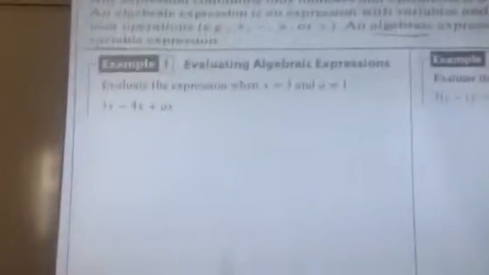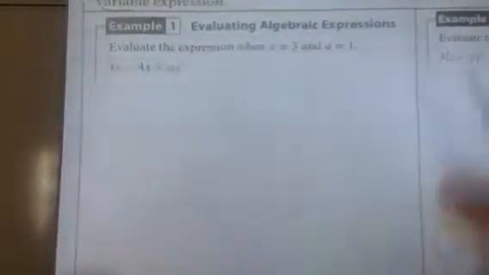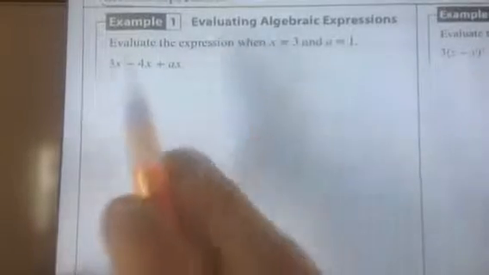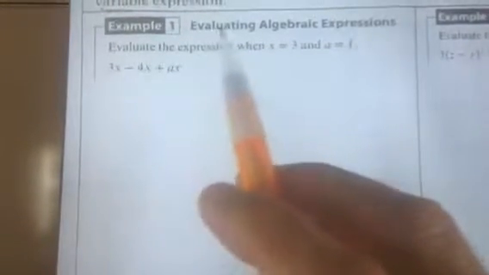Okay? So something like this. What you see is that you have variables in this. It's an expression because it doesn't have an equal sign. It says to evaluate the expression when x equals 3 and a equals 1. Okay? Well, if I know that x equals 3, everywhere I see an x, I can just replace that with a 3.